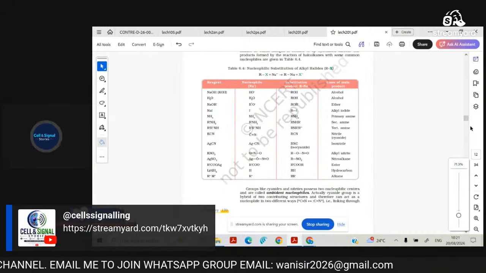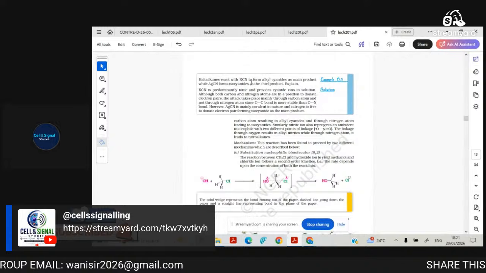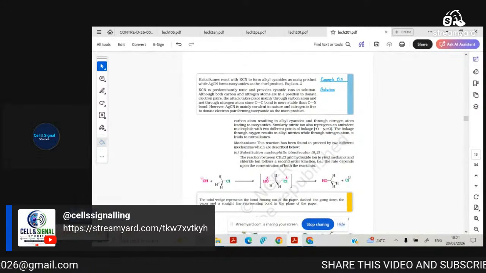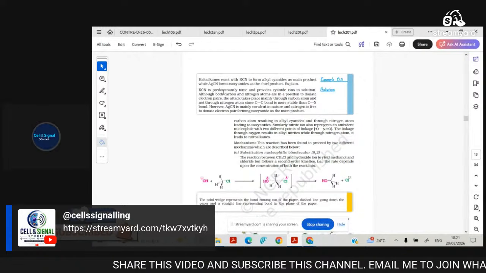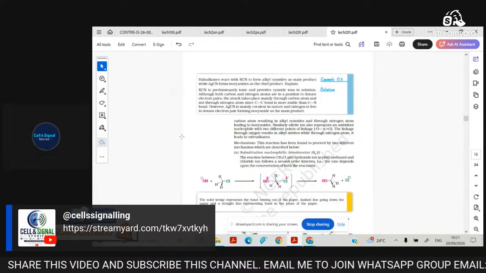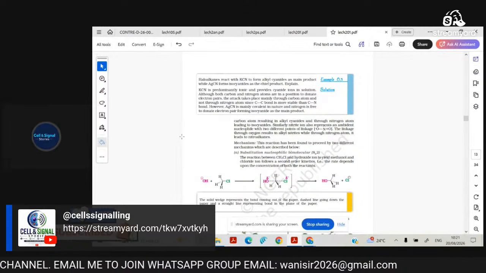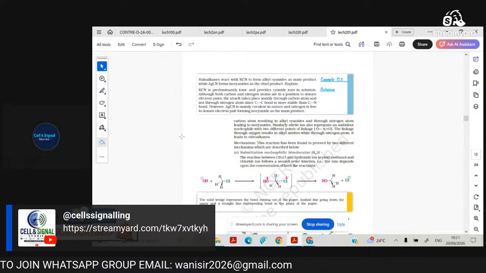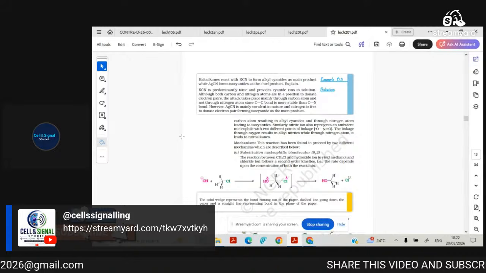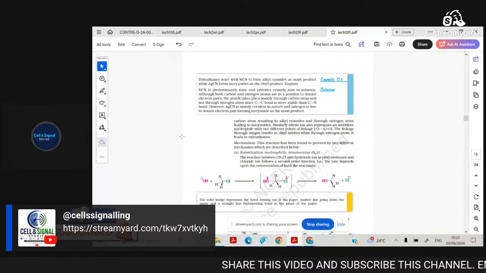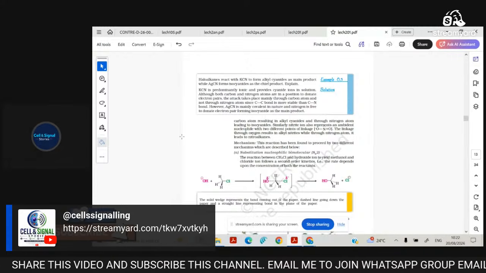Now, moving ahead: haloalkanes react with KCN to form alkyl cyanide as the main product, while AgCN forms isocyanides as the chief product. Explain why this is happening. This is the question. KCN is predominantly ionic and provides cyanide ions in solution. Although both carbon and nitrogen are in a position to donate an electron pair, the attack takes place mainly through the carbon atom and not through the nitrogen atom, since the carbon-carbon single bond is more stable than the carbon-nitrogen bond.